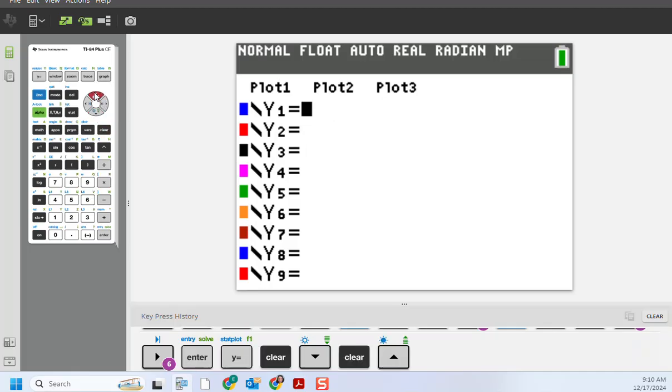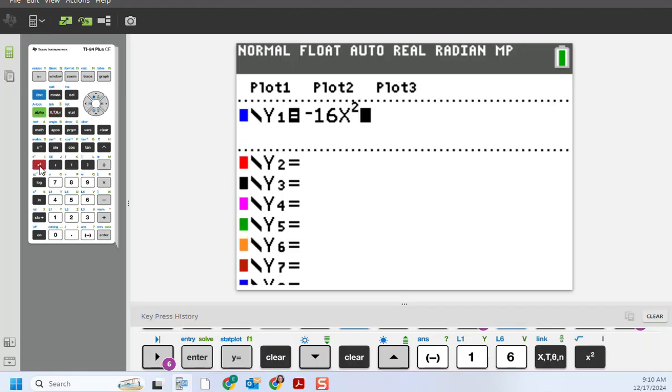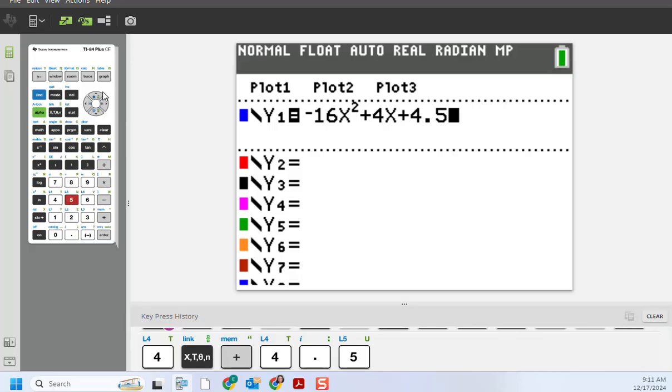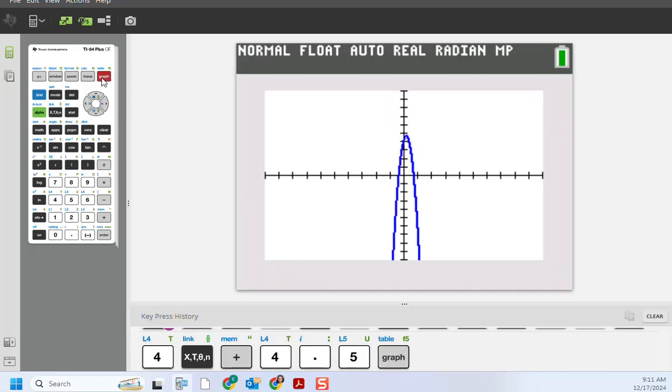And we're going to put Xavier's equation, negative 16x squared plus 4x plus 4.5. Okay, and then press graph. And you can see that same picture right there. Okay, I'm going to put the steps on my paper, and I'm going to come and check in to see if anybody needs help getting that in their calculator.